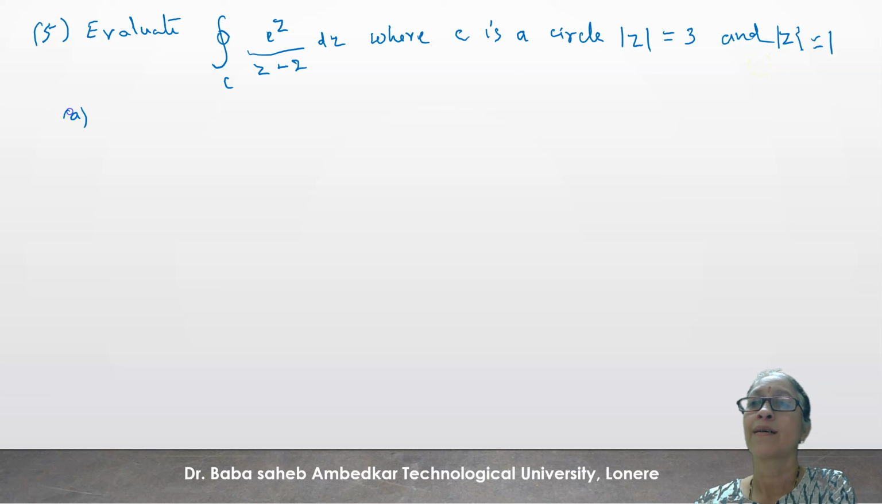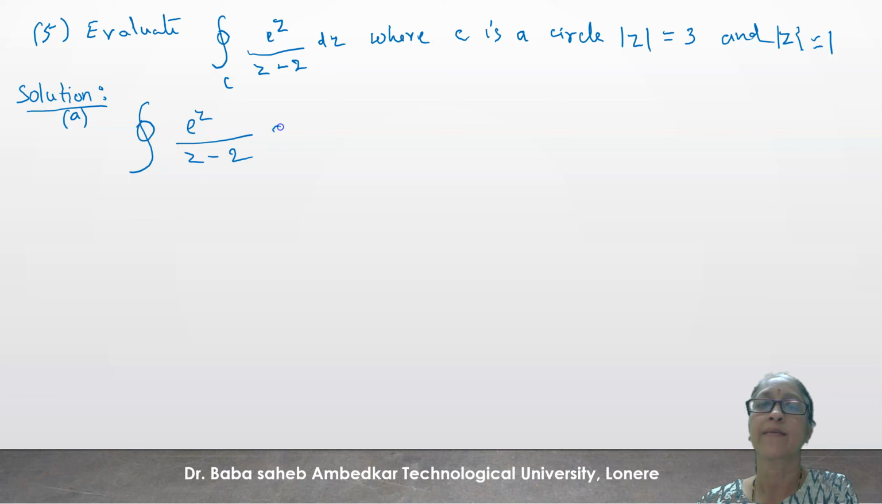So here let us consider the first one. First you have to find poles for this one. How do you find poles? By equating the denominator to 0. Equate this to 0. So z minus 2 equal to 0 implies z equal to 2 is a pole.